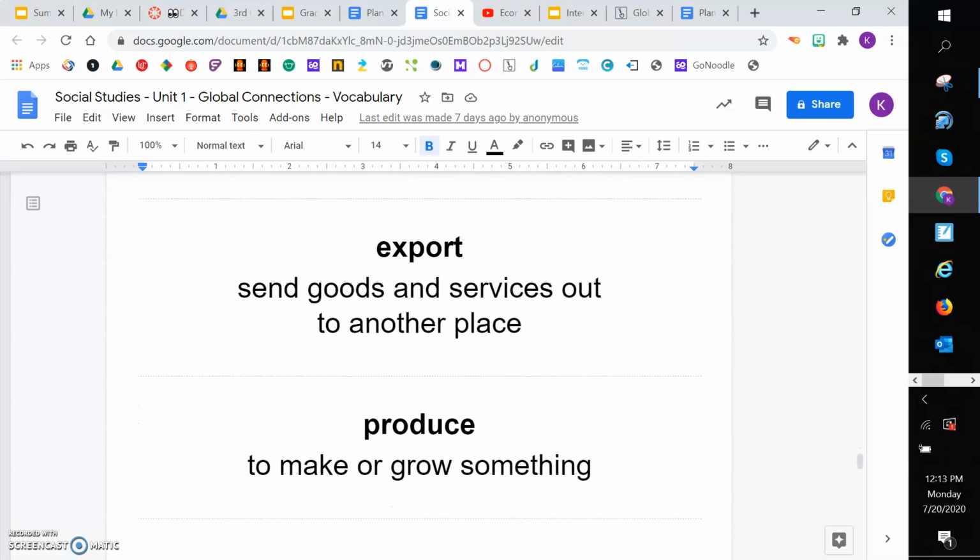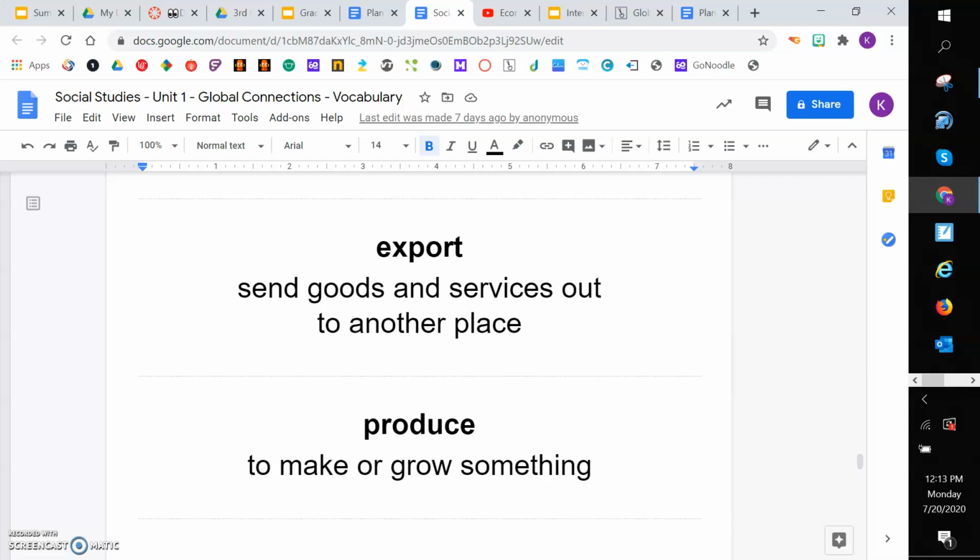The opposite of an import is an export, and that's when we send goods and services out to another place. So if we make a product in the United States and we ship it to another country like China to sell it, then that is considered an export of the United States.